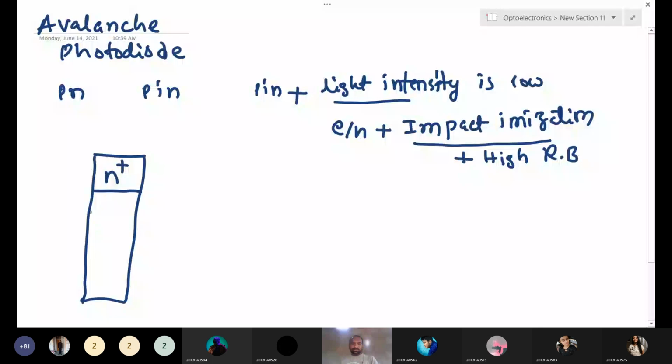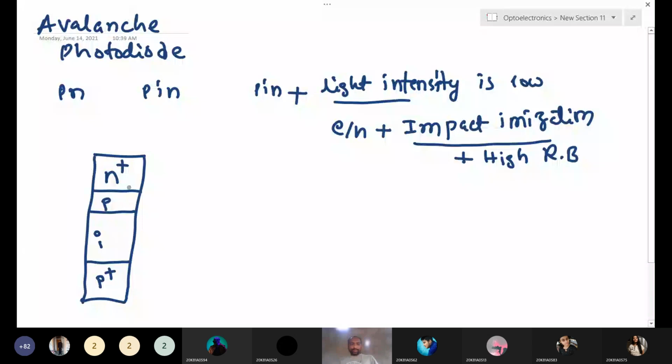Here, the N plus and P plus are highly doped regions, and the P region is moderately doped. Highly doped means we will have more electrons in the N plus region, and more holes available in the P plus region.